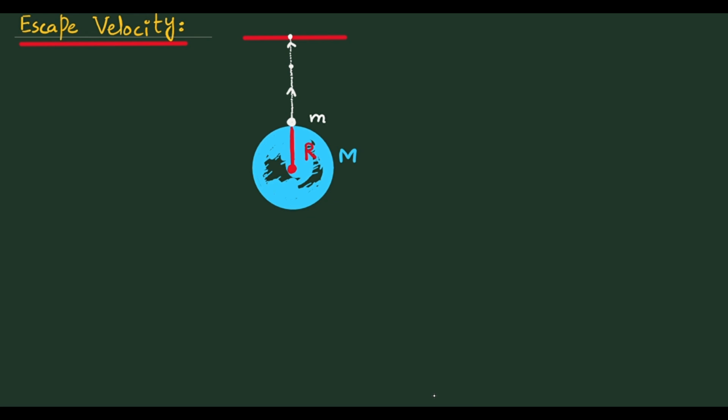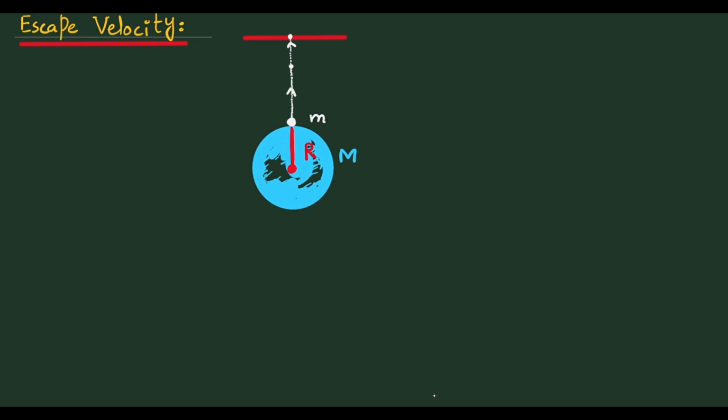In this video, we are going to calculate escape velocity, the velocity required for an object to move from the Earth's surface out of the gravitational field. It's called escape velocity.